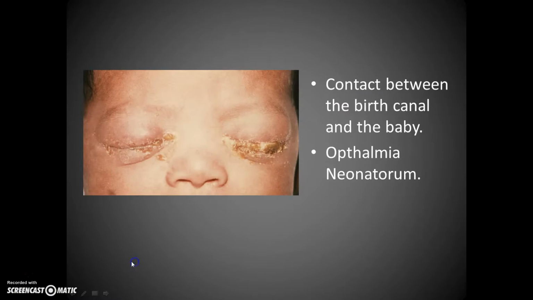Gonococcal infections can also be spread by touching an infected area and then touching your eyes. Unfortunately, gonorrhea can also infect newborns during birth. When a mother who is infected with gonorrhea gives birth, the infection can transfer to the baby's eyes. This is called ophthalmia neonatorum. This infection of the eyes can cause blindness in newborns.